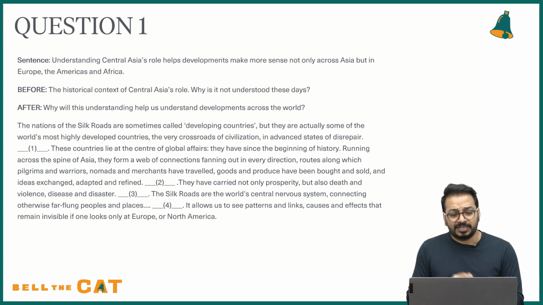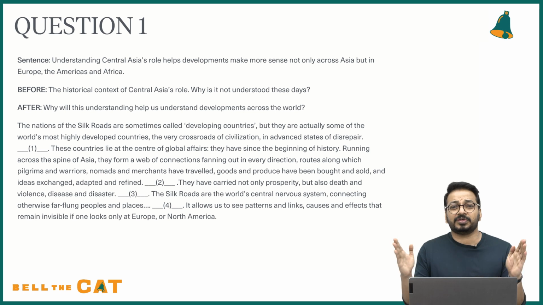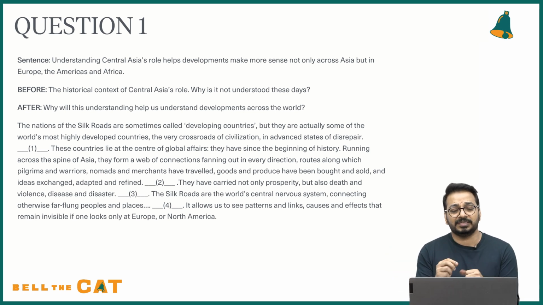Next one. "They have not only carried out prosperity, but also death, violence and disaster. The Silk Roads are the world's central nervous system, connecting otherwise far-flung peoples and places." Right? Now, can it be option 3? Again, option 3 is not correct because it is breaking the flow of why these countries are important, which is why this sentence also is important. It should come before the missing sentence. So option 4 is the best possible location.